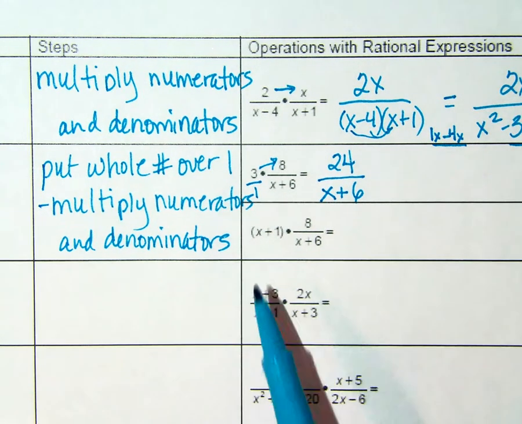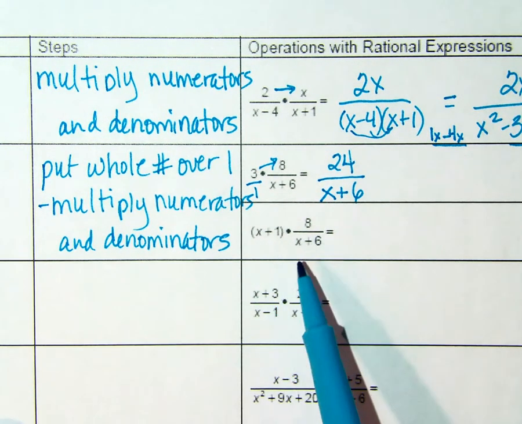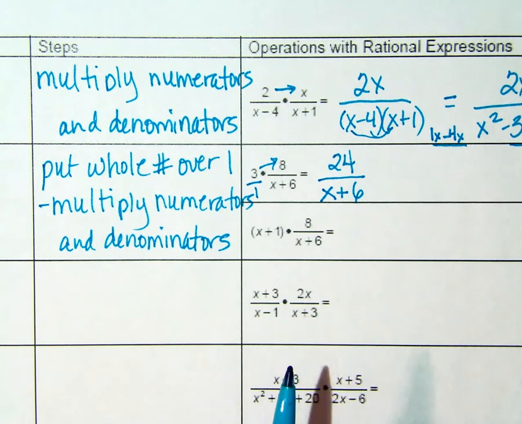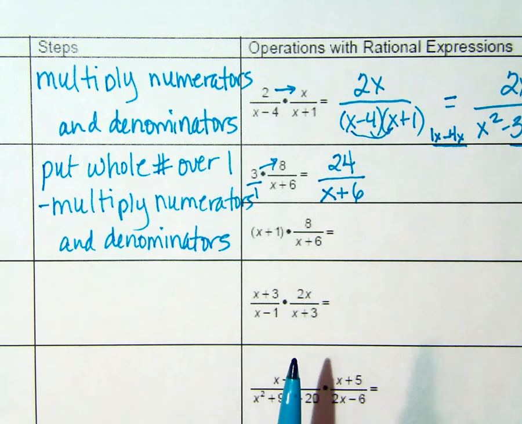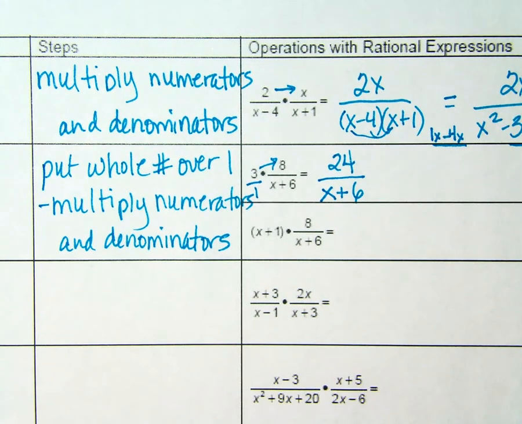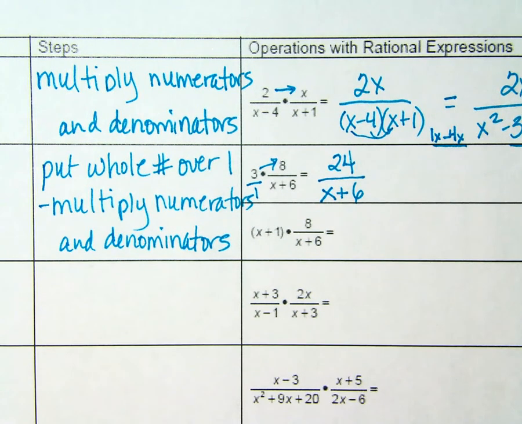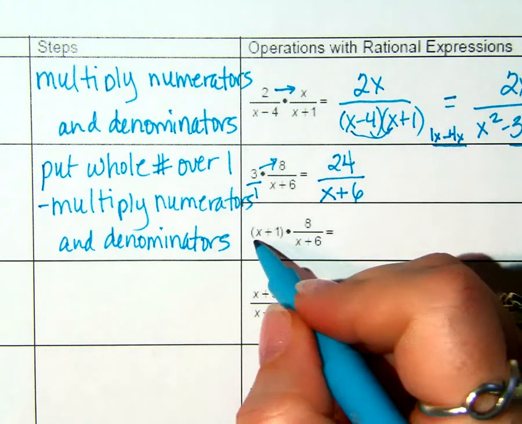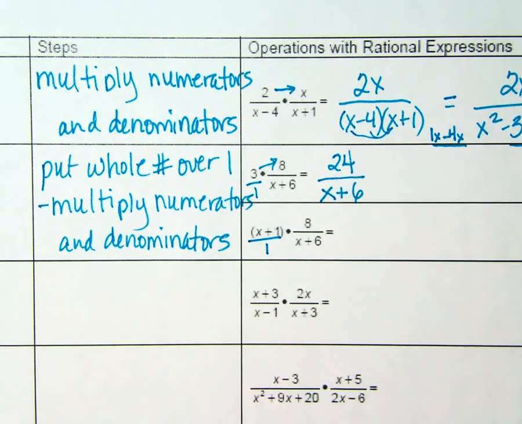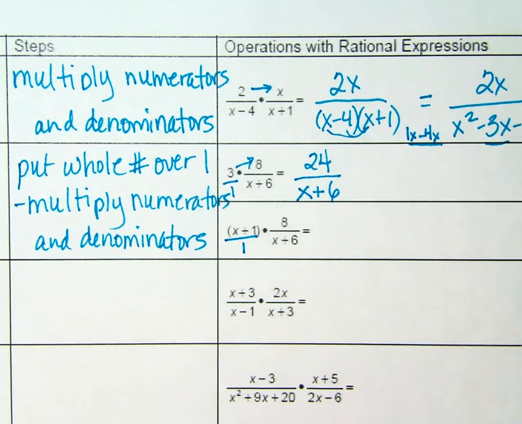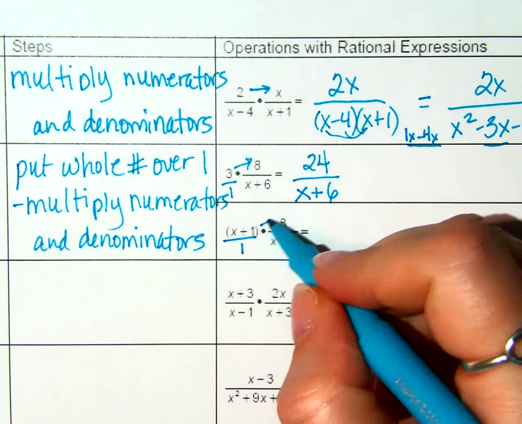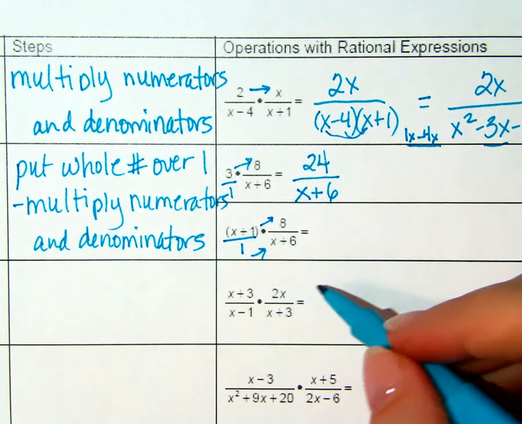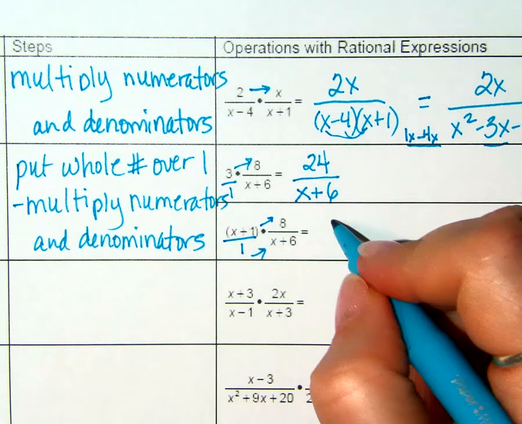Okay. What about here? This is where people get messed up. Put what over 1? Not just the x and not just the 1. Oh, the whole numerator, the whole denominator, right? And then what do I have left to do? Multiply the numerators, multiply the denominators. What's x plus 1 times 8?